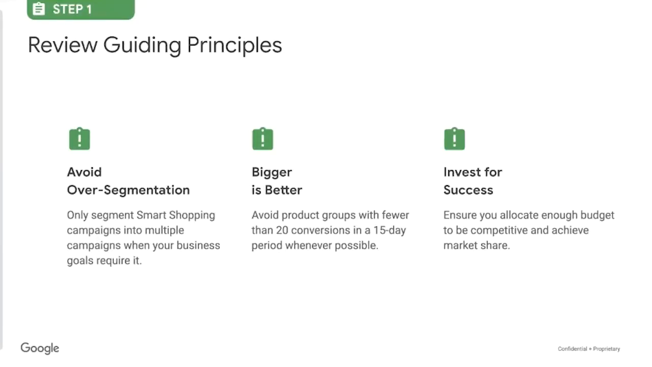Before you design your winning shopping strategy, there are 3 key guidelines to keep in mind. Firstly, avoid over-segmentation. Creating many separate campaigns is more likely to undermine performance by feeding less data to the machine. Only segment your smart shopping ads into multiple campaigns when your business goals really require it. Because bigger is better. A rule of thumb is to avoid creating campaigns that contain products that would achieve less than 20 transactions in a 2-week period. The more transactions a campaign has to learn from, the better.